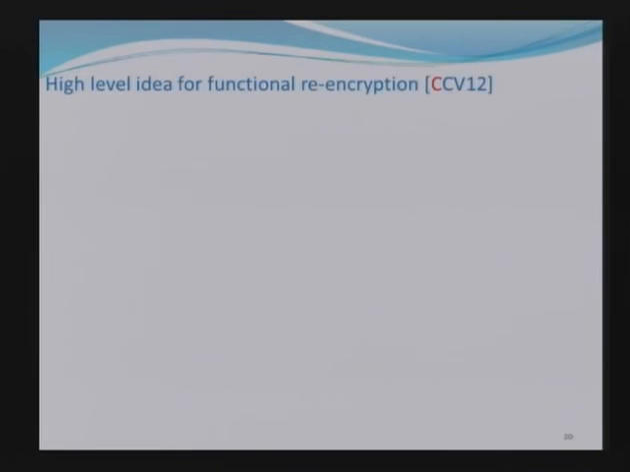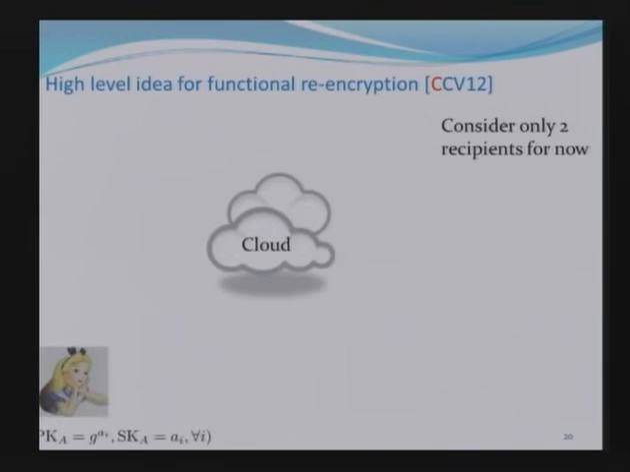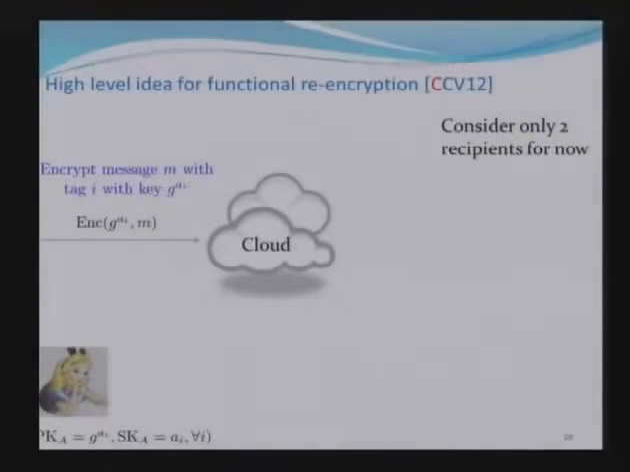Okay. So let's look at a high-level idea for constructing a functional re-encryption scheme. For now, let's consider only two recipients. Now, Alice's public key is going to be not just one group element, but a vector of group elements, and the corresponding exponents are all going to be secret keys as well. Now, what we're going to do is, when we want to encrypt a message M with some tag I, we're going to use key G to the AI from the public key.